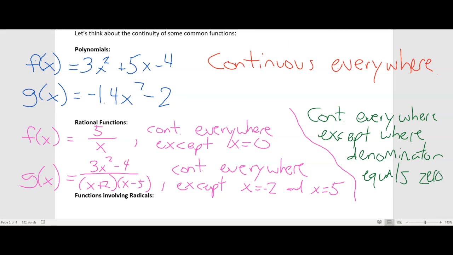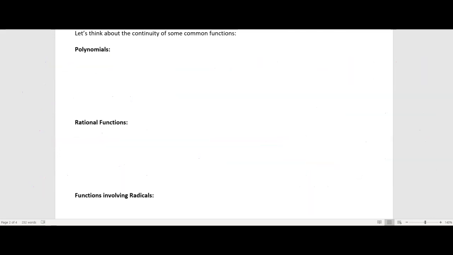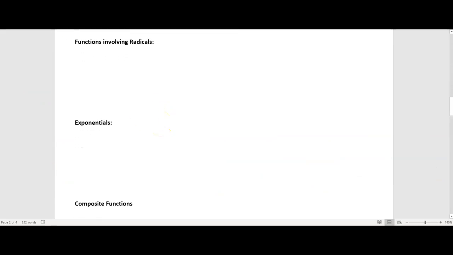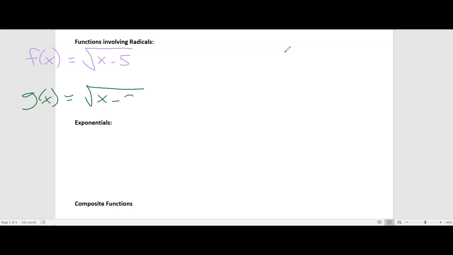All right, once you have that down, we're going to move down to functions involving radicals. Okay, moving on to radical functions, let's take a look at 2. So I'll have f of x is equal to the square root of x minus 5. And we'll do a different color here. G of x is equal to the cubed root of x minus 2. We'll do x plus 2. Why not?